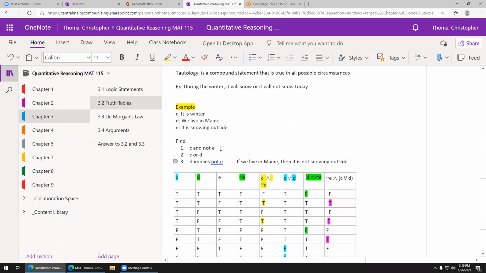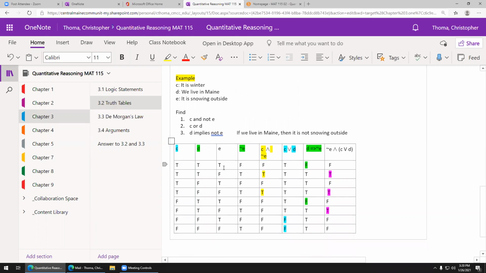And so what we're going to do is build a truth table to answer these questions. We're going to build one for C and not E, one for C or D, and one for D implies not E. All right. And you can see I've got all these pretty highlight colors.